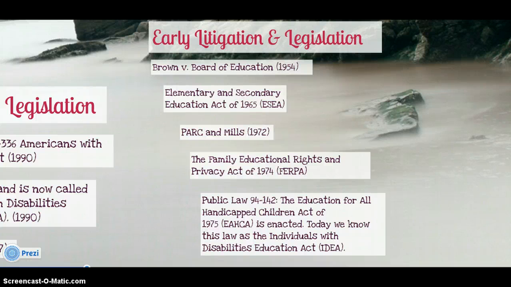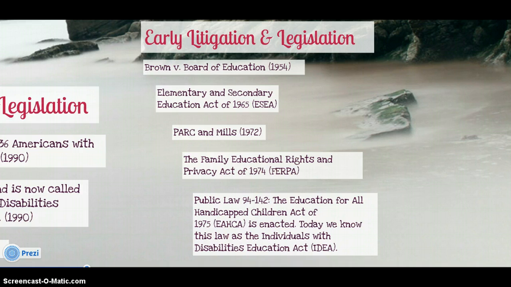In 1965, Congress enacted the Elementary and Secondary Education Act, ESEA, to address the inequality of education opportunity for underprivileged children. During the early 1970s, 2 cases were major catalysts for change: Pennsylvania Association for Retarded Children versus Commonwealth of Pennsylvania, also known as PARC, and Mills versus the Board of Education of District of Columbia. PARC dealt with the exclusion of children with mental handicaps from public schools. Mills involved the practice of suspending, expelling, and excluding children with disabilities.